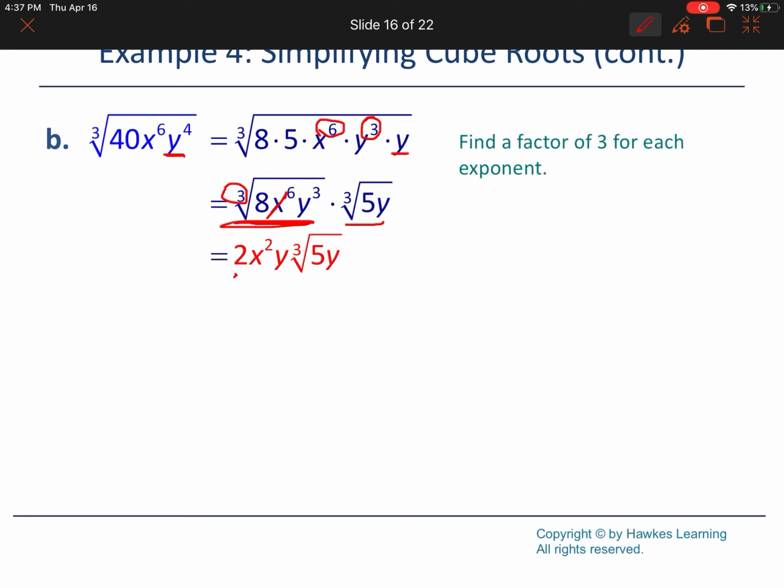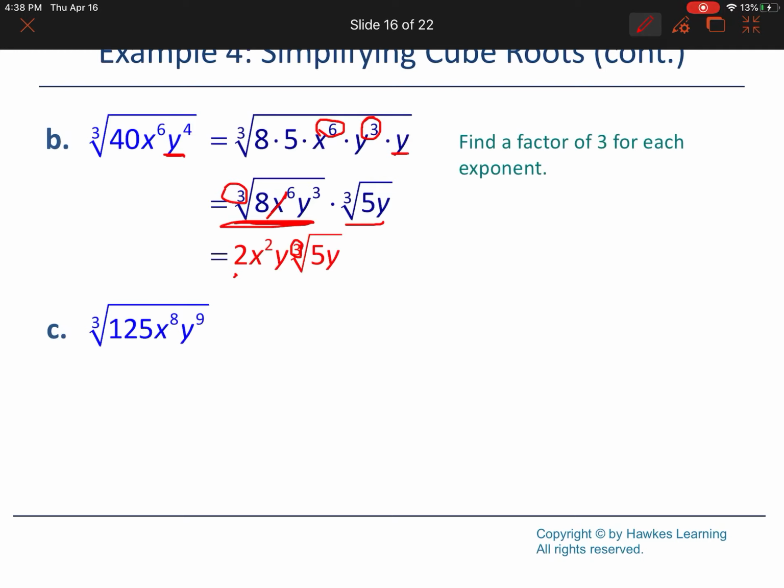Like last time I divided it by 2, now I'm going to divide it by 3. So I get x squared, and then y cubed, and that cubed root is just a y. So this 3 right here is the index of the radical. It's not an exponent on the y. It almost looks like it is, which is a little bit misleading, but it's inside that little hook on the radical.